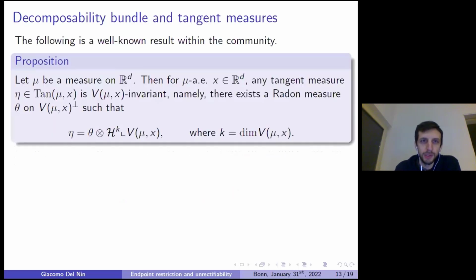Okay, now why is this useful? Well, because I recall this fact here, that if we take a measure mu on Rd, then for mu almost every point, we know something about the structure of the tangent measures in terms of the decomposability bundle. Because we know that any tangent measure eta that we take will be invariant in the direction of the decomposability bundle at the point where we are taking the tangent measures. So this means that if we take a tangent measure eta, there exists a random measure theta on the orthogonal of the subspace V, such that eta is the tensor product between theta and the flat measure only.